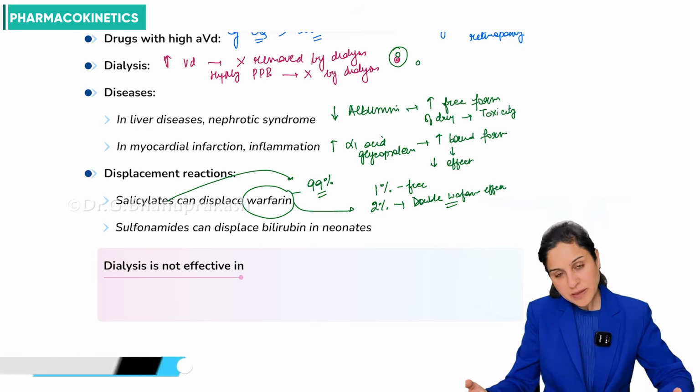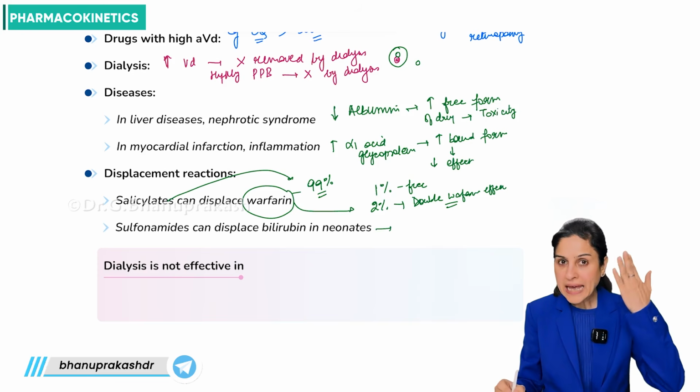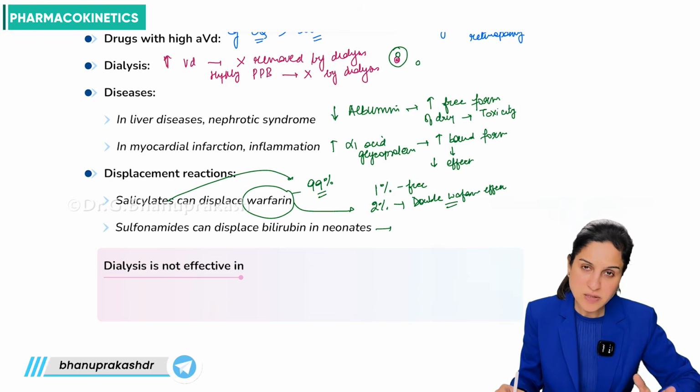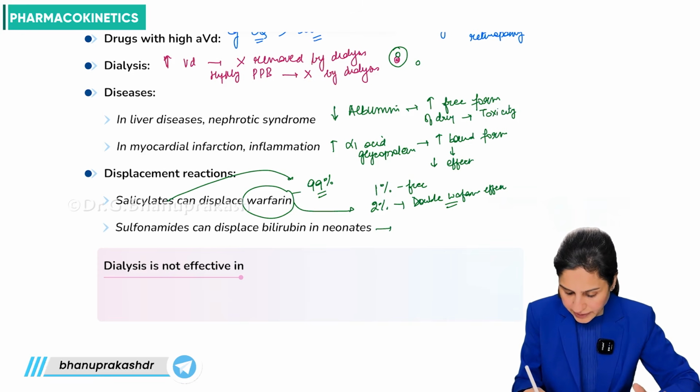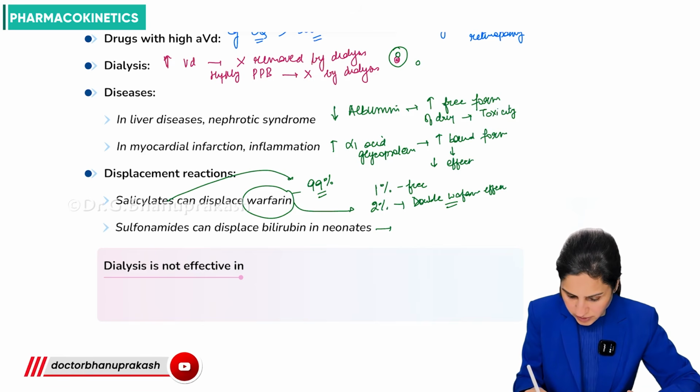Sulfonamides can displace bilirubin in neonates. This bilirubin will go and enter the central nervous system, the brain of the baby, and can lead to a dangerous condition called kernicterus. Therefore, sulfonamides are not recommended in neonates. It can cause kernicterus.